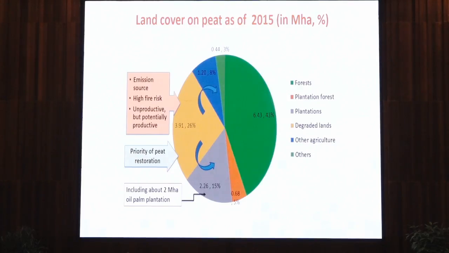Around 2.25 million hectares are under plantation, including 2 million hectares of oil palm plantation, and there are various other uses of peatland. This shrub area has high emission because it is affected by the drainage and also has a high fire risk, and it has no economic benefit.